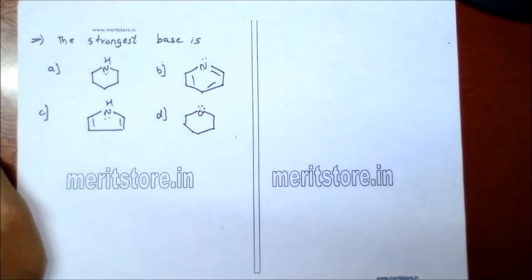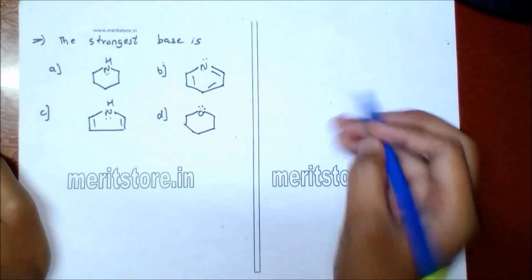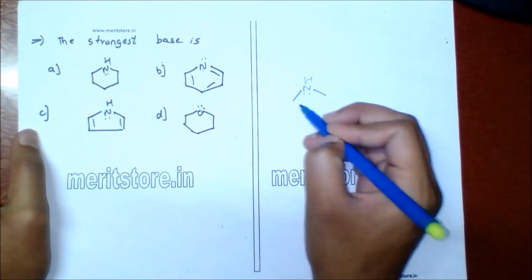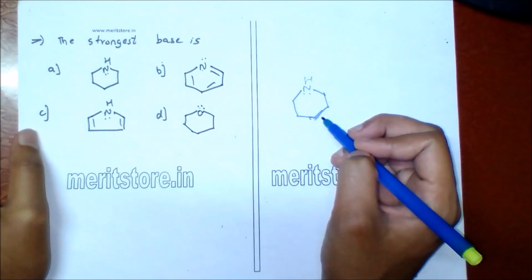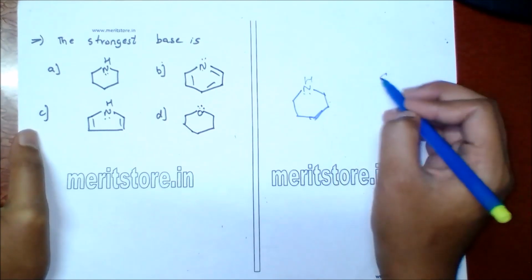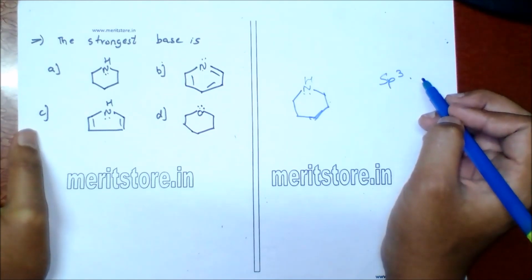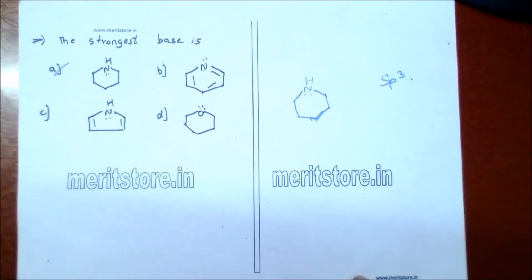The strongest base is: according to Lewis, a base is a species that can donate a pair of electrons to form a coordinate bond with an acid. So a secondary amine has a lone pair of electrons in an sp3 hybridized orbital, which can easily be donated. Therefore, it is the strongest base. So option A is the correct answer.